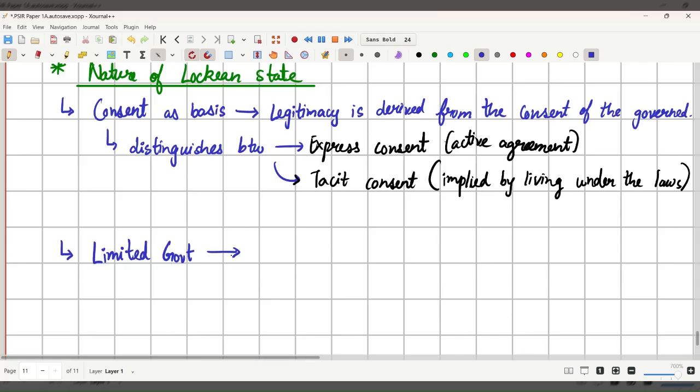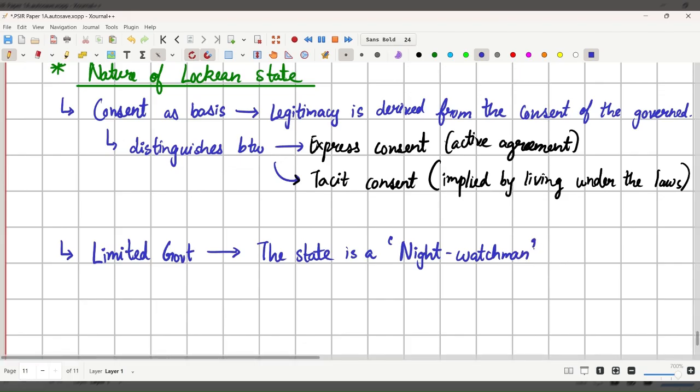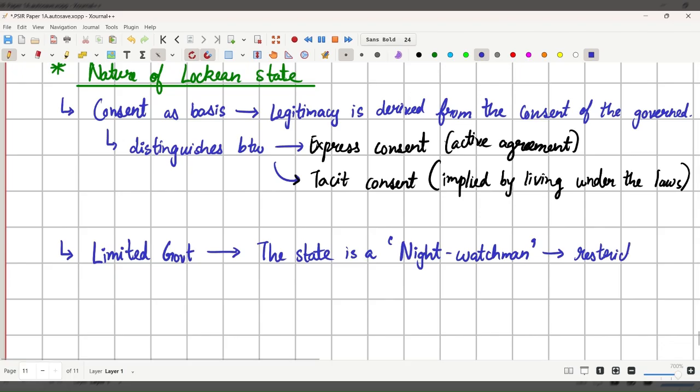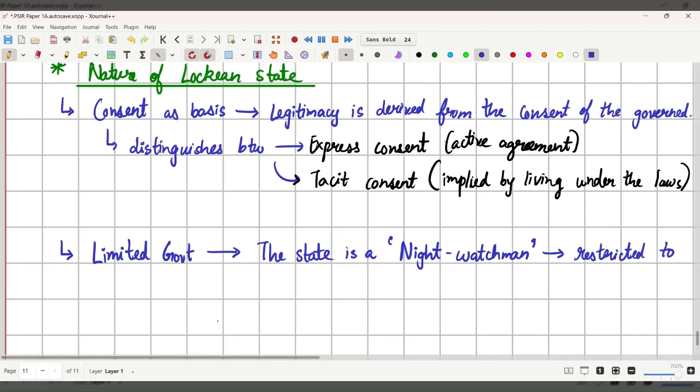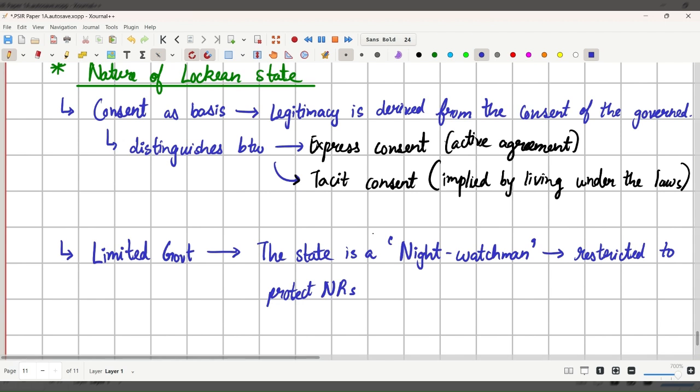Locke, as we know, is an individualist. That is why he gave the concept of limited government, where the state is a night watchman, restricted to protect natural rights and resolve disputes.